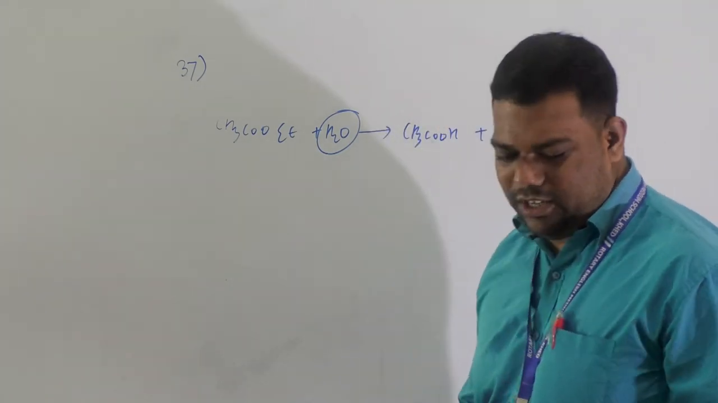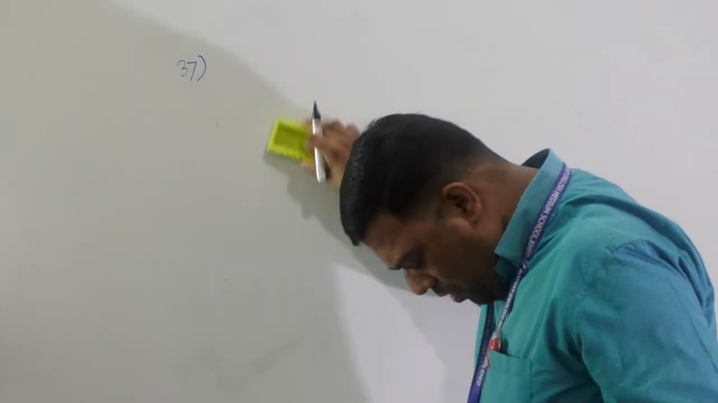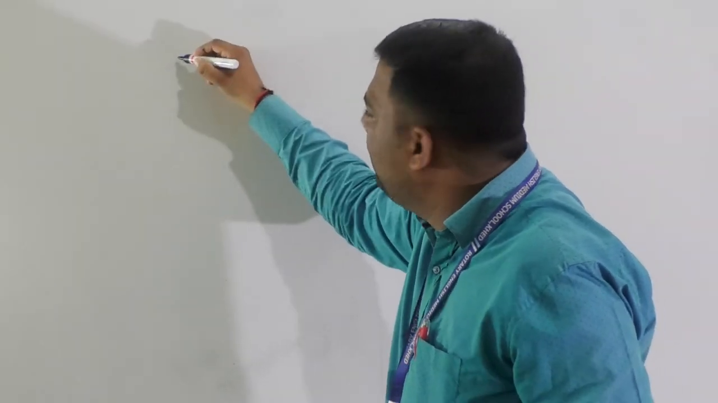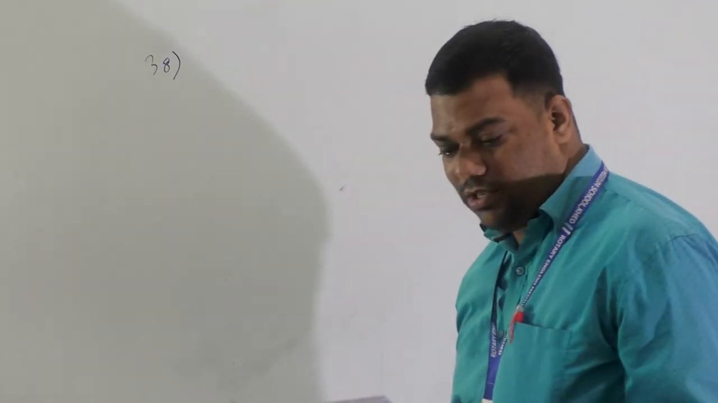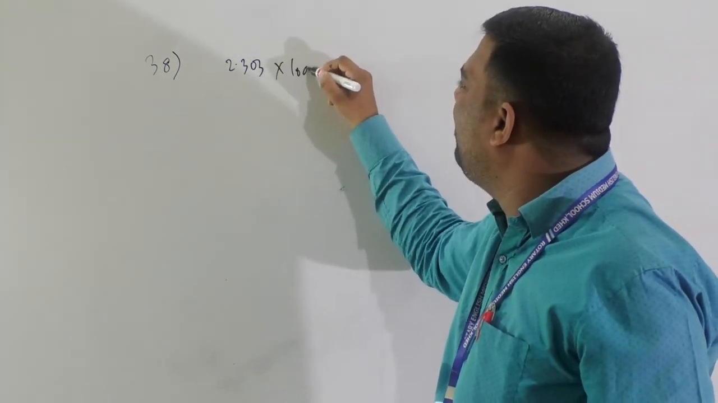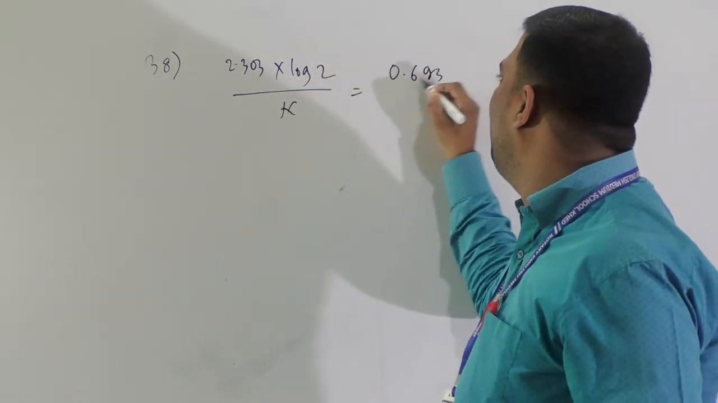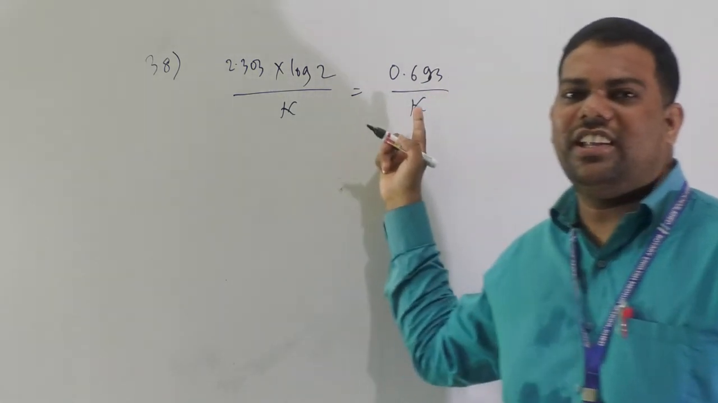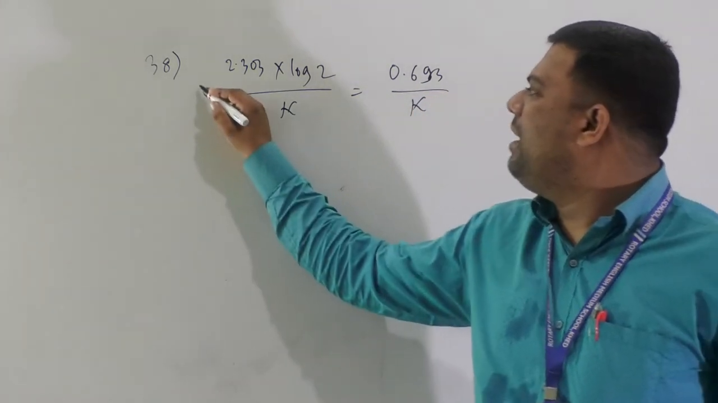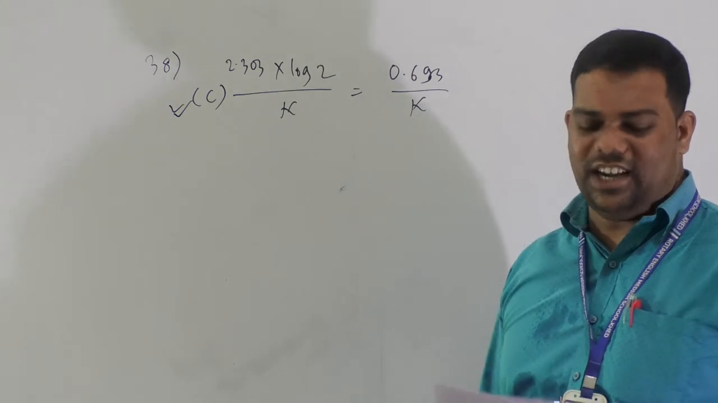Now question number 38. What they gave in question 38: half life period T half for a first order reaction is 2.303 into log 2 divided by K. After solving this, you will get 0.693 upon K. It is your T half. So option C is correct here. It is taken directly from NCERT.